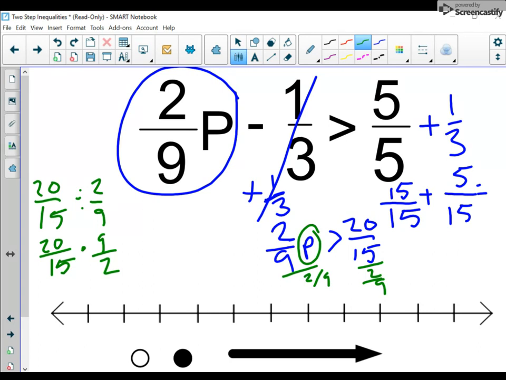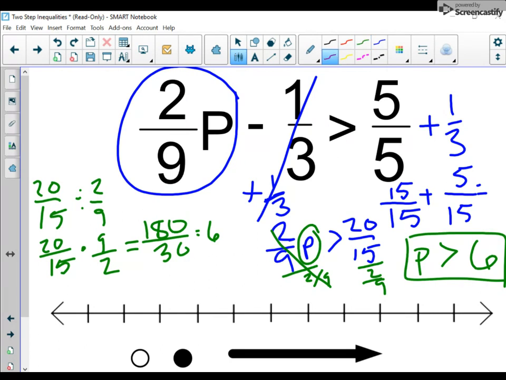So I multiply straight across. 20 times 9 is 180, and then 15 times 2 is 30. The last step is to just simplify. So 180 divided by 30 is going to give me an answer of 6. Once I've canceled the 2/9 out, I should be left with p is greater than 6. So that's my final answer: p is greater than 6.